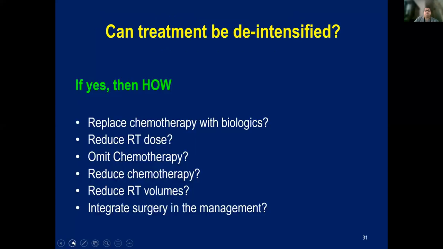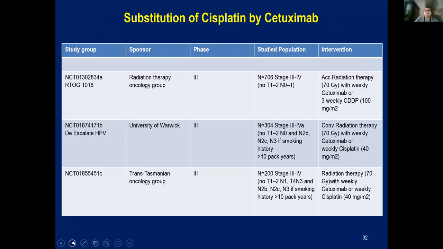But yes, how could we have possibly modified treatments? The ways to do it would of course be to replace chemotherapy with biologicals, reduce the radiotherapy dose, omit chemotherapy if possible, or reduce the chemotherapy, reduce the radiotherapy volumes, integrate surgery into the management. So these are a few trials which are famous for trying to replace cisplatinum with cetuximab: the RTOG 1016, the De-ESCALaTE HPV, and of course the TROG trial.